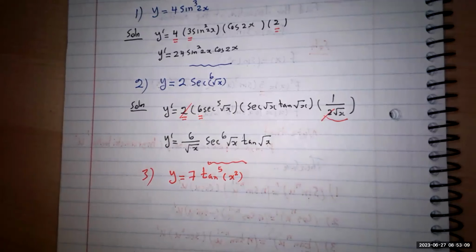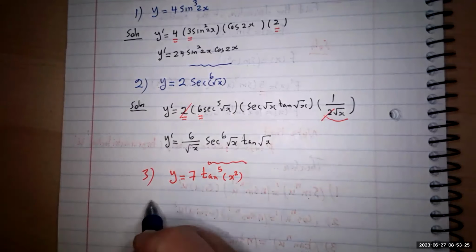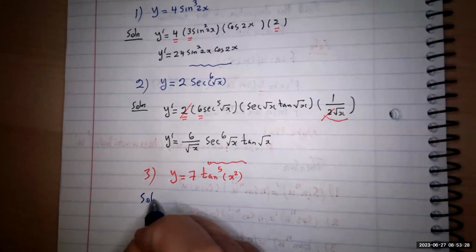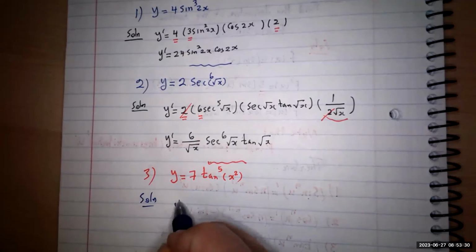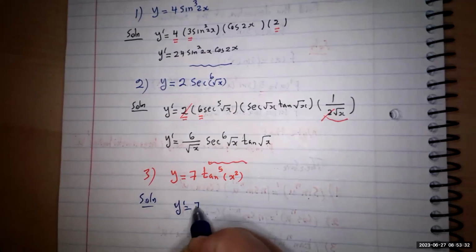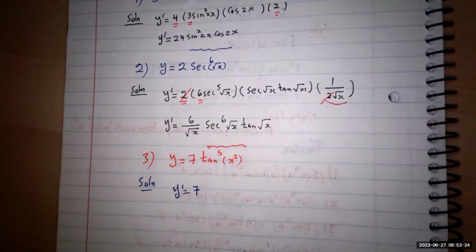Again, as you can see, it's a power function of a tangent. So 7 is just a coefficient, we keep it. The power function is to the 5th, trig function is a secant, and u function is x squared. So the result is going to be, solution: y prime is equal to, the 7 is your coefficient.